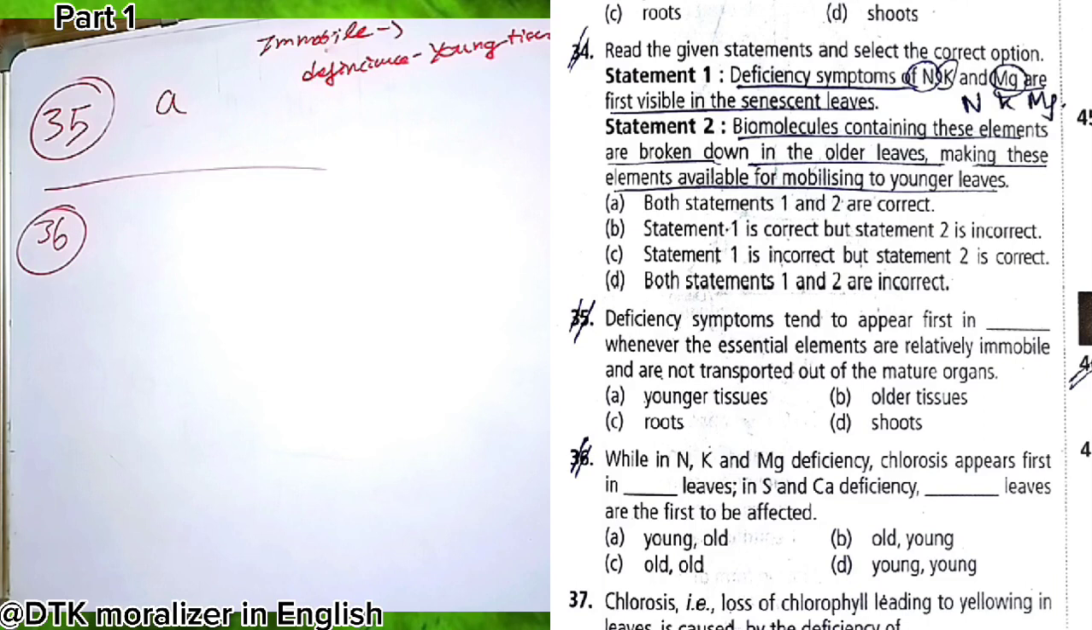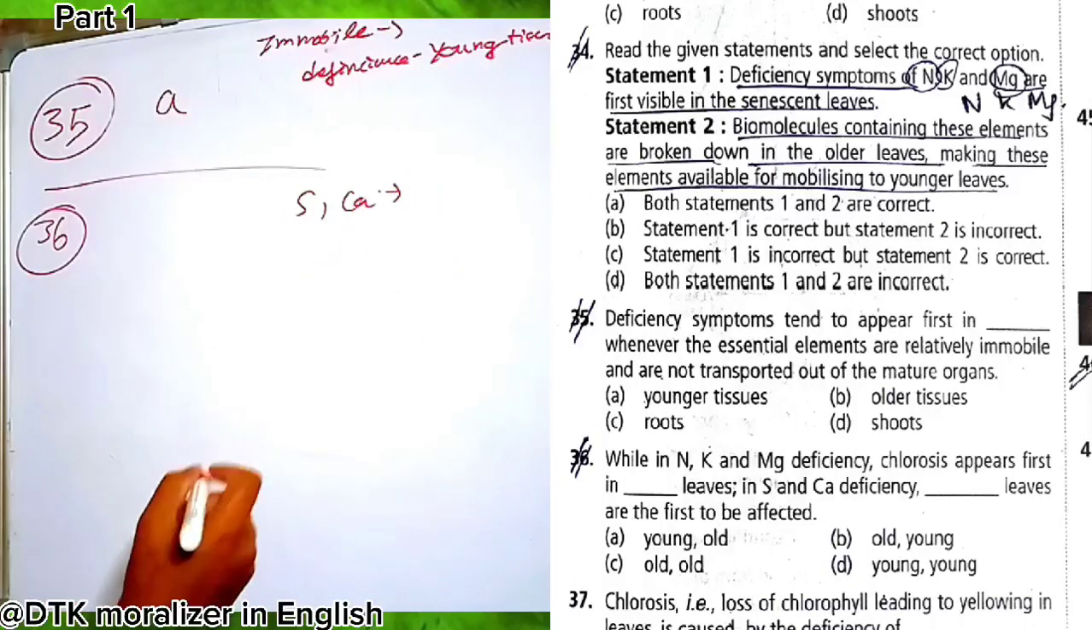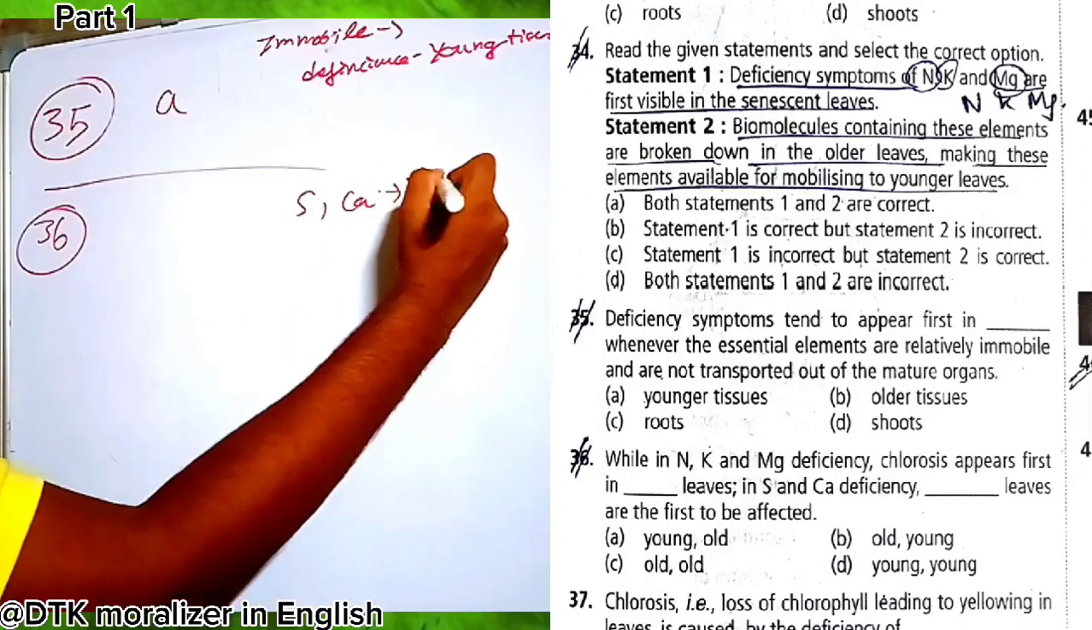Now question number 36. While in nitrogen, potassium, and magnesium deficiency, chlorosis appears first in dash leaves, and in sulfur and calcium deficiency, dash leaves are the first to be affected. By these options, sulfur and calcium are immobile elements, so they appear in young leaves.